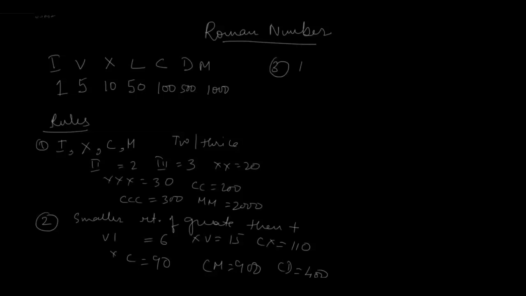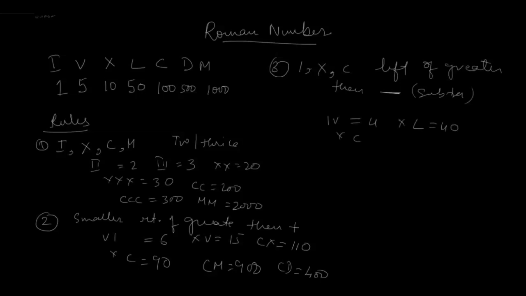Now let us come to the third rule: if I, X, C are written on the left hand side of the greater number, then it will always be subtracted. Again we can understand it with the help of a few examples. See here, if I write 4, so it will be what? I and V, it is like 5 minus 1 equals 4, and again XL for 40, XC for 90.